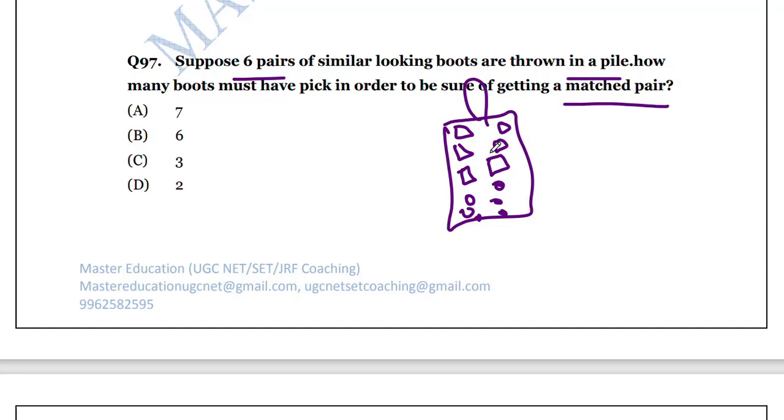So if I want to get a matched pair, that is different from this. Here they are asking, I have to get a matched pair. So there are 6 different types of boots. So 6 times I am getting different boots. Plus if I take another one, surely 1 boot will be matched with any one of these 6 pairs. So 6 plus 1. If I take 7 boots, I will surely have a matched pair.